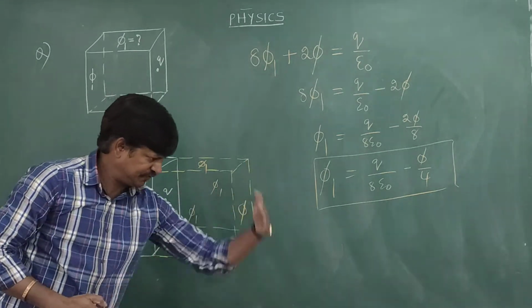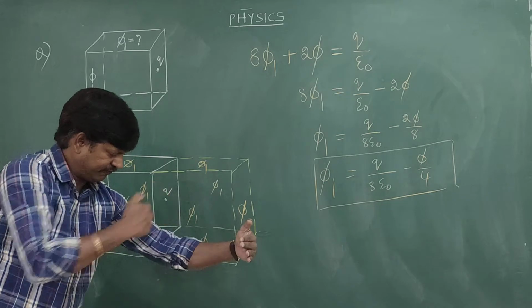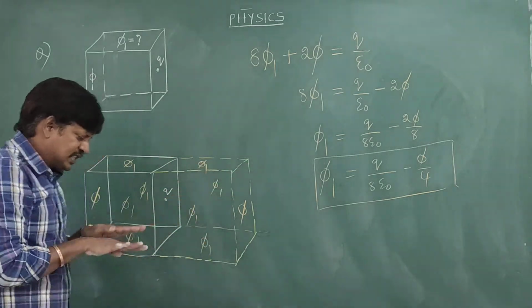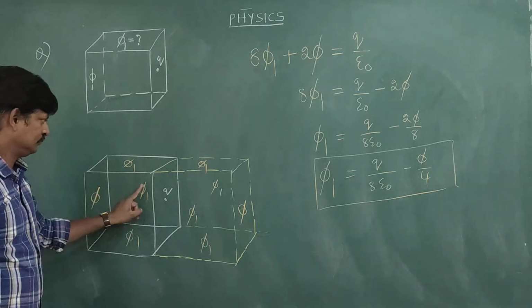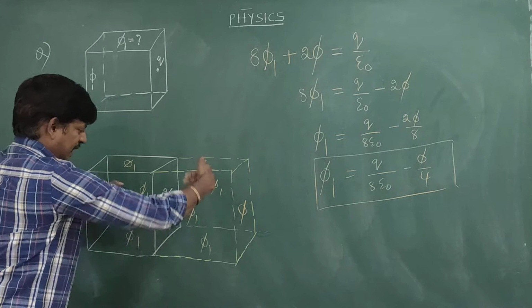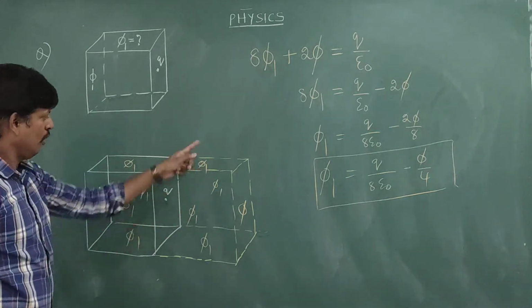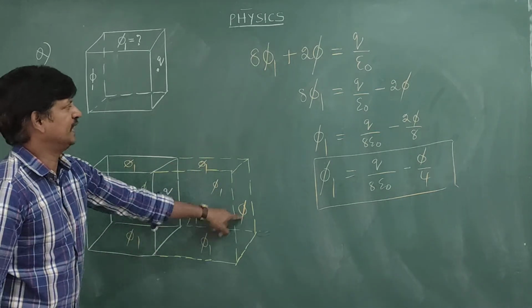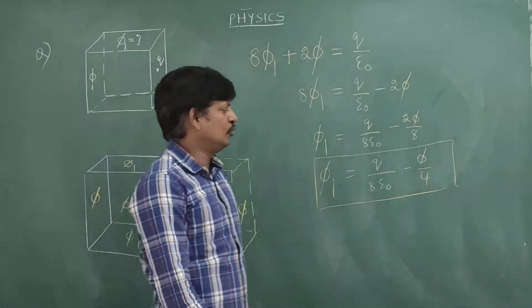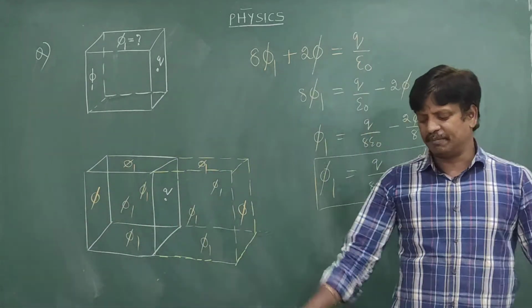So flux through this face and flux through this face is phi, phi. And this charge is identical to all these 4 faces and all these 4 faces. So phi 1, phi 1, phi 1, phi 1, phi 1, phi 1, phi 1, backside phi 1, phi 1. So 8 phi 1 plus 2 phi is equal to q by epsilon naught. So phi 1 is equal to q by 8 epsilon naught minus phi by 4.